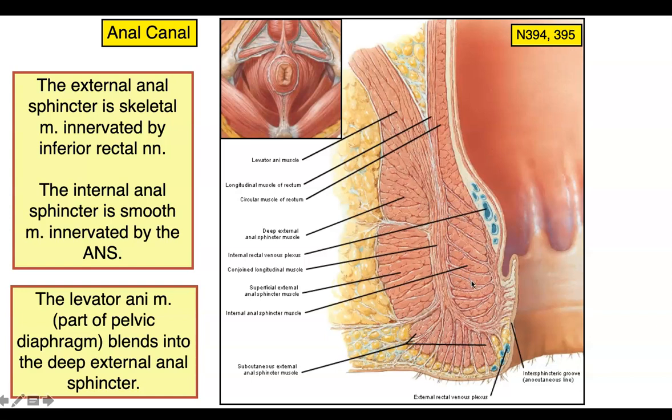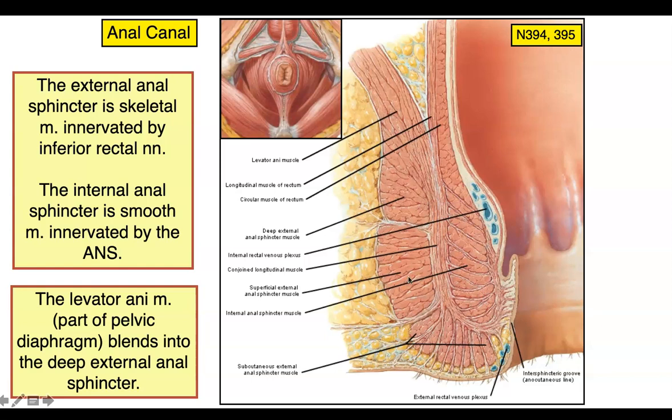The external anal sphincter muscle is a skeletal muscle, and it is supplied by the inferior rectal branch of the pudendal nerve. The external anal sphincter muscle is controlled by the somatic nerve, which is the inferior rectal branches of the pudendal nerve.